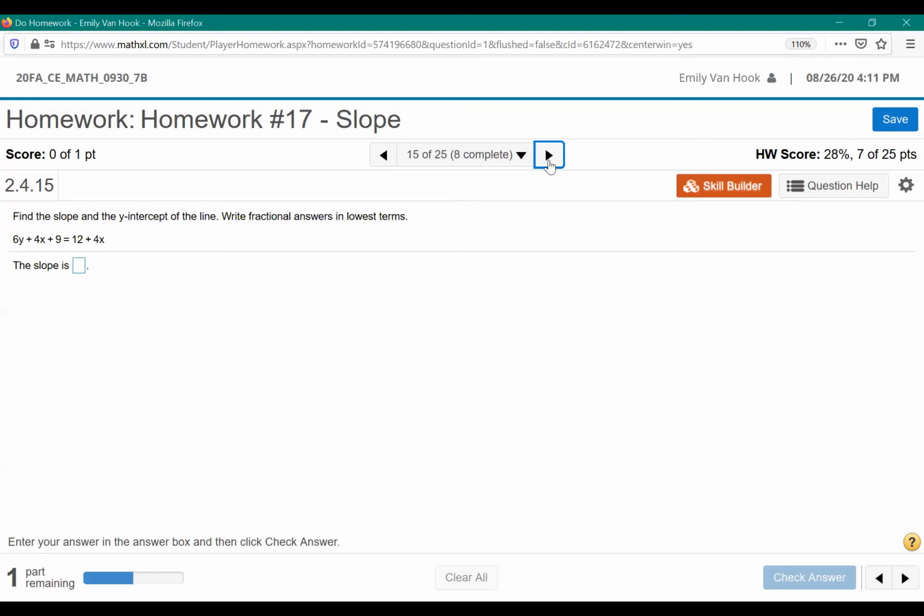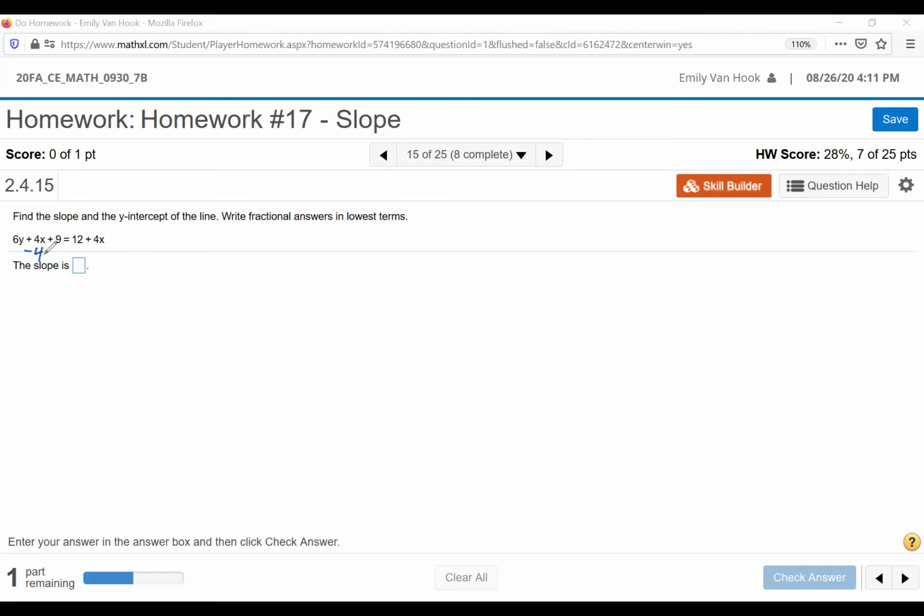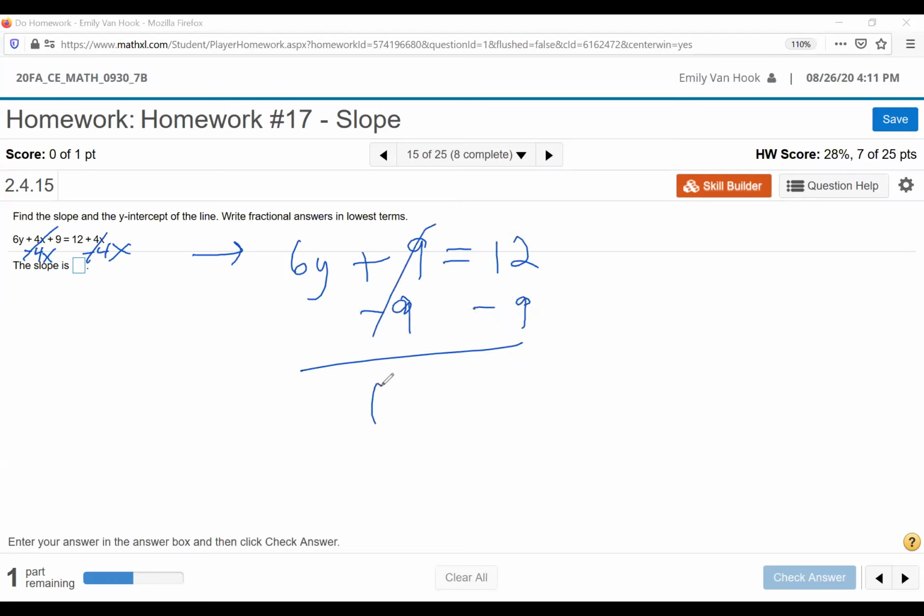Okay, number 15 looks a little bit longer, but it's the same idea, solving for y, getting the y by itself. Actually, I can see this one being a little different, so I will do this one. 6y plus 4x plus 9 equals 12 plus 4x. Let's subtract that 4x first on both sides, and what happens is all the x's cancel out. So we're left with 6y plus 9 equals 12. If we subtract 9 on both sides, 6y equals 3. Then divide by 6. Y equals 3 over 6, which is just 1/2.